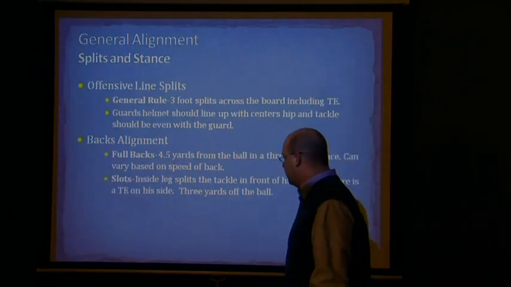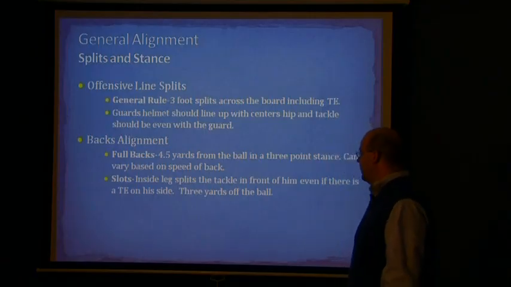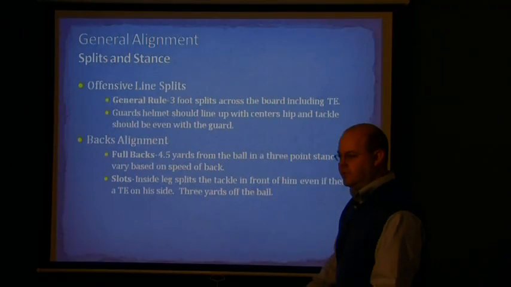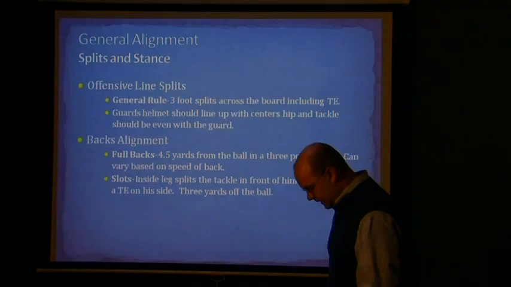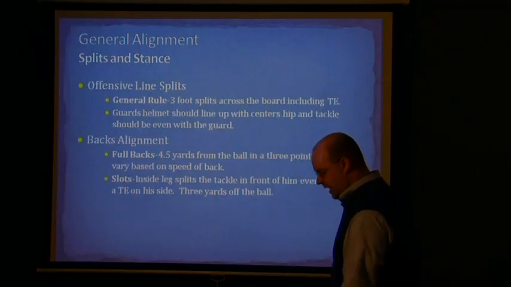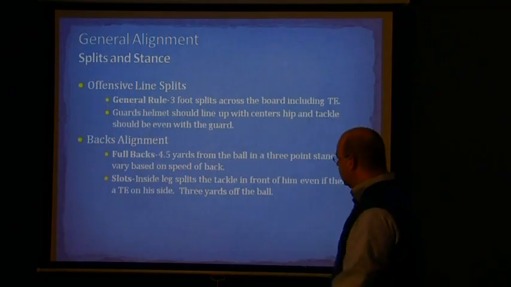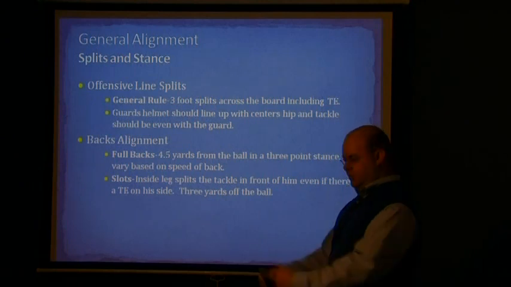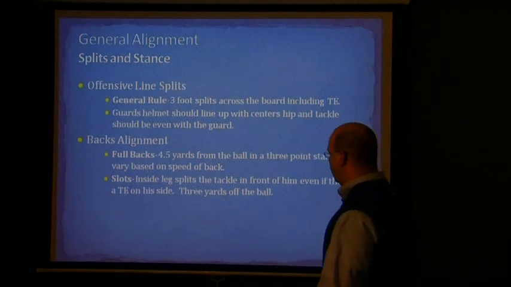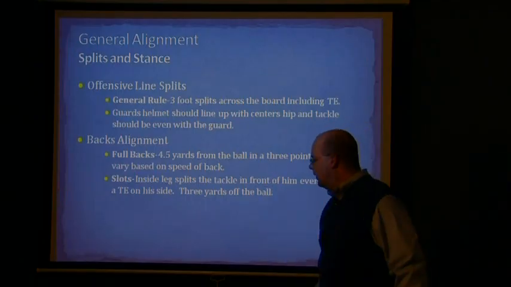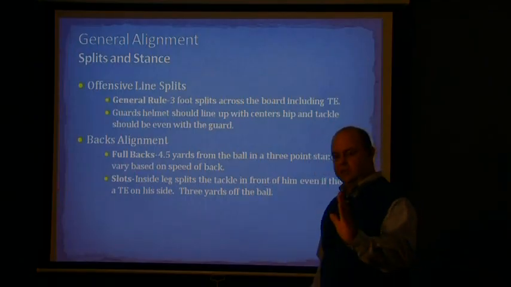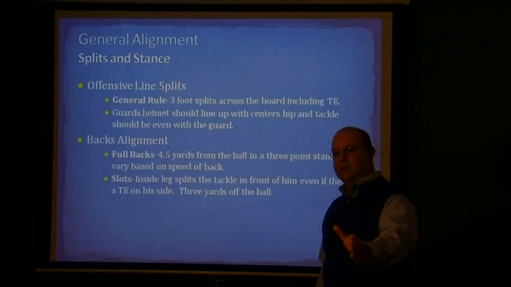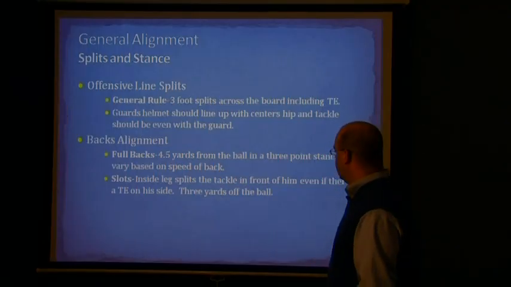As far as our slots' alignment, his inside leg splits the tackle in front of him, even if there's a tight end. So he always aligns on the offensive tackle. His inside foot always splits the tackle, and we're 3 yards off the ball. So that usually puts us about 1.5 yards to 2 yards behind the tackle. We feel that by putting him 3 yards off the ball, it allows us to go in motion a lot flatter. We can wait longer to go in motion, and it gets our kids to where they need to be without having to round their path.